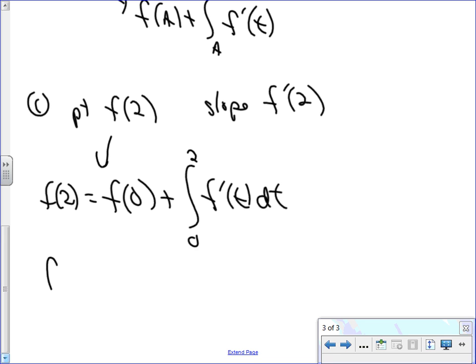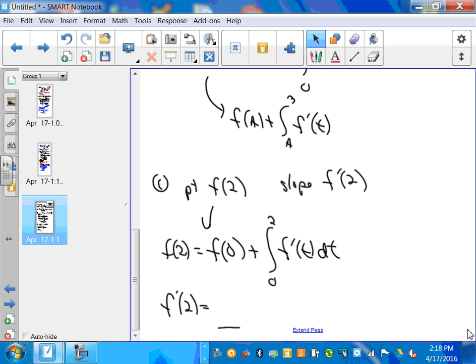F prime of 2, however, is, I don't know what it is, but I'm going to have this in my calculator, and I'm going to just find out what F prime of 2 is. So get that off your calculator. It's something weird and decimal. Okay. All right. I'm going to turn this off, and y'all are going to find the values for all 3 of these things. Bye, ladies.